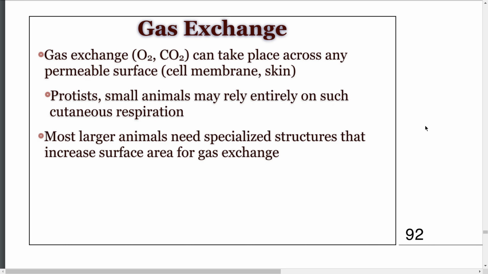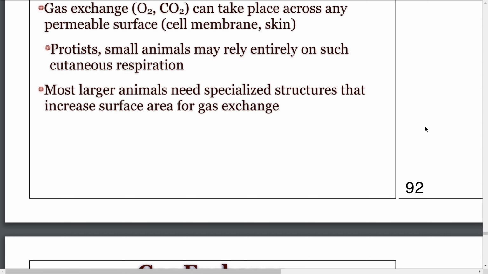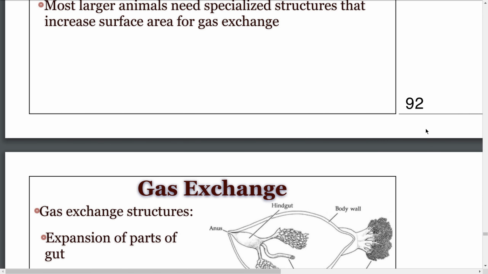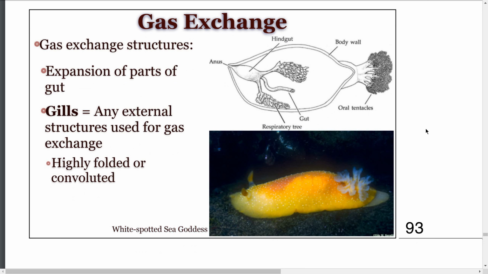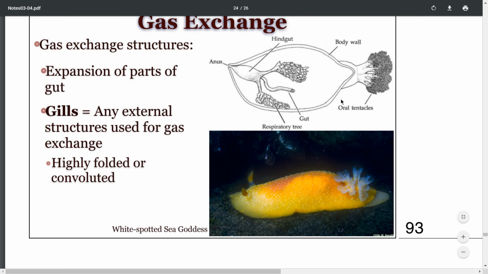All right, so let me give just some general examples here. Gas exchange parts can be internal or external. For example, sea cucumbers can basically breathe through their butts. So this is a sea cucumber, mouth is up here, anus at the other end. The digestive tract, this is the gut right here, and then it enters into this hindgut part here, and then poops out the anus.